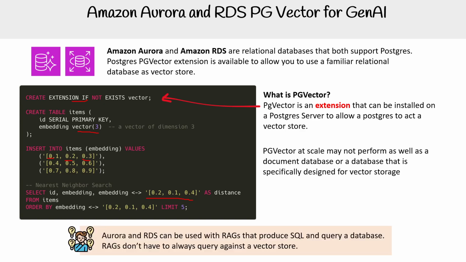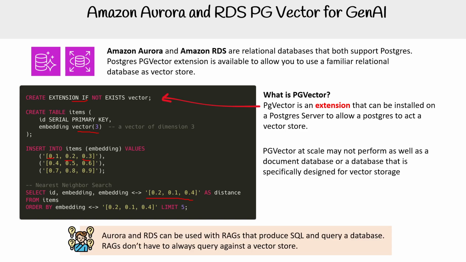I do need to point out that for using RAGs, or just getting data back for your RAG, it doesn't necessarily mean that you need to use a vector store. A RAG can be designed to query against an SQL database. It can query a graph database. It can query a document database. But if you want to use it as a vector store, that is another means to do it.